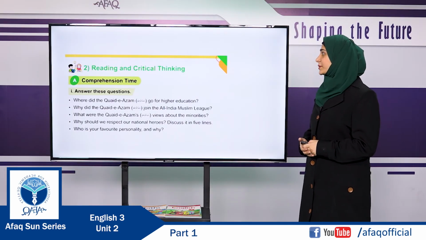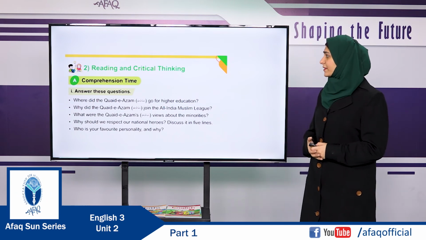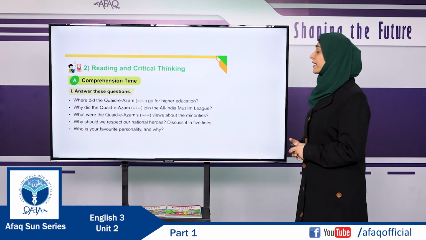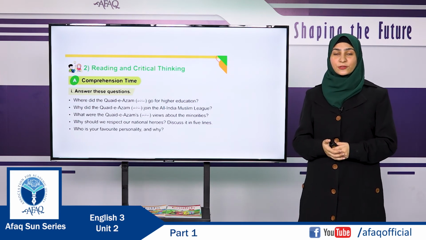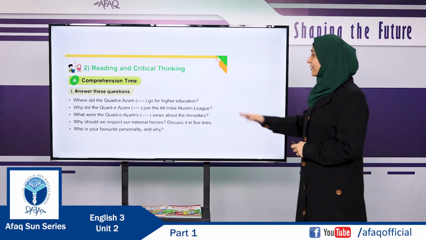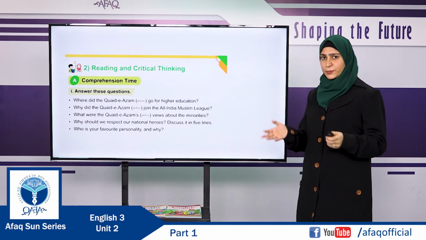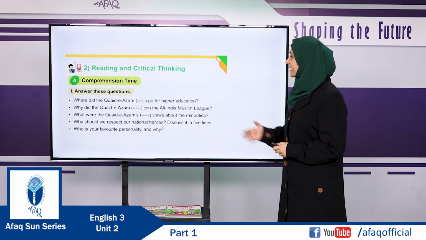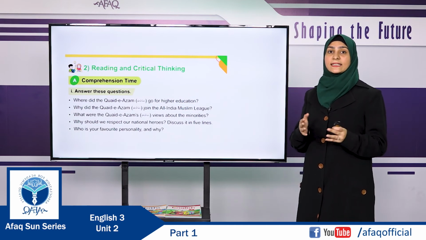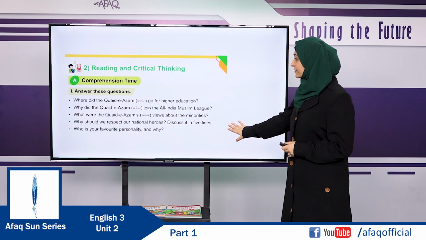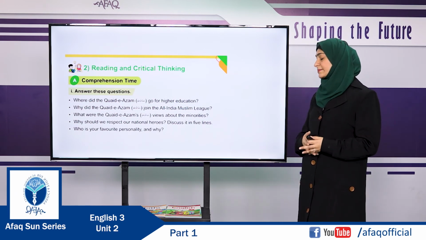Before starting our reading and critical thinking, I would like you to answer a few questions. Where did Qaid-e-Azam go for higher education? You must have read it in the last passage that I gave you the previous day. The next question is, why did Qaid-e-Azam join the All India Muslim League? What was the purpose of that? What were the Qaid-e-Azam's views about minorities in the subcontinent at that time? And the next question, why should we respect our national heroes?